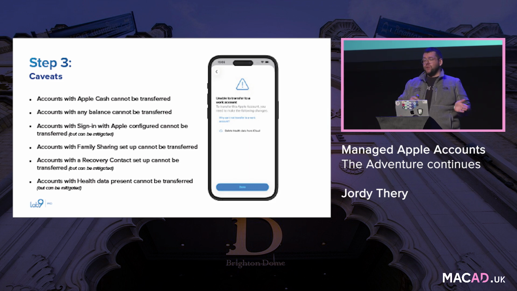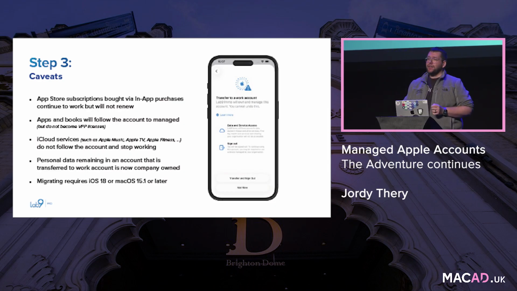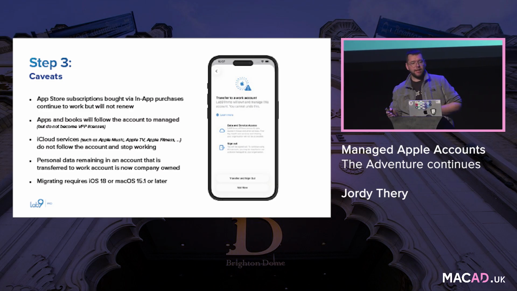Once you actually do transfer to a work account, there are some other things that you need to keep in mind. If you have any active subscription on that account, it will continue to work until the renewal date. As soon as that renewal date comes, it will stop working. You have no option to renew the subscription. Any purchased apps and books will follow the account. They will not become VPP licenses. I guess that's a given.